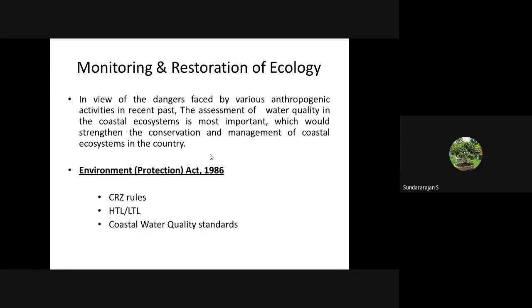Monitoring and restoration are important in view of the danger faced from various anthropogenic activities in the recent past. The assessment of water quality in the coastal zone is most important for conservation and management, as we know already. Apart from this, the federal government has its own acts to restrict activities and discharges in the coastal and ocean areas. International organizations are also there: IMO, the International Maritime Organization, and IOC, the Intergovernmental Oceanographic Commission. Those are the organizations where many rules and regulations are framed to adapt, mitigate and restrict.